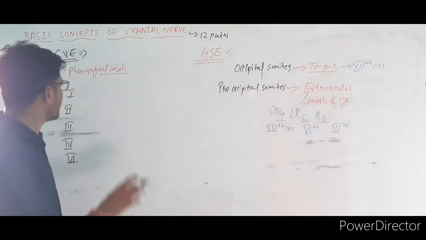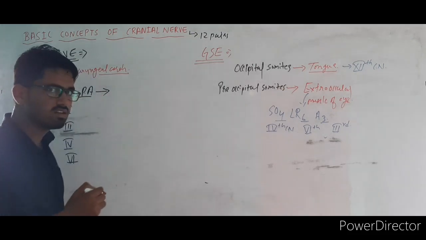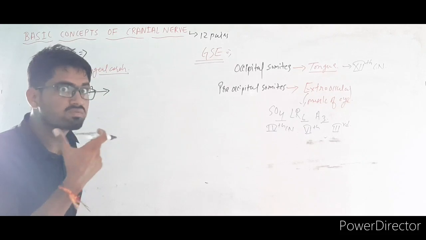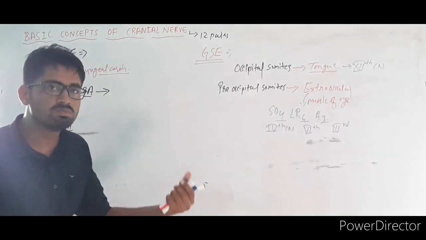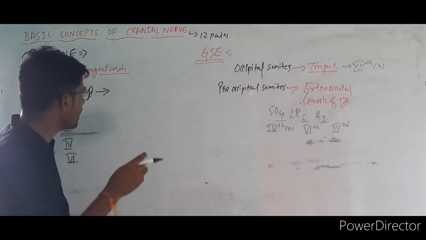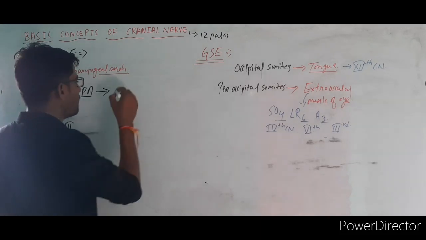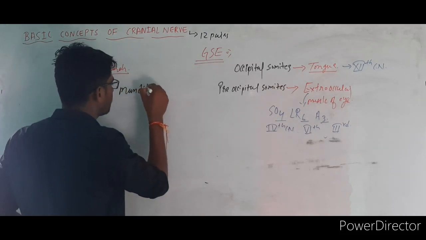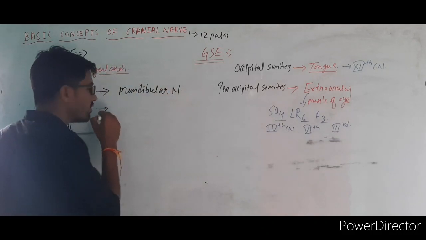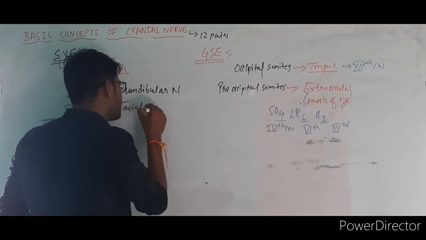Now, do you know in the first pharyngeal arch, which nerve will arise? We all know the mandibular nerve, which supplies the muscles of mastication. Why? Because those muscles of mastication are also from the first pharyngeal arch, right? So now see here, first pharyngeal arch, which nerve is there? Mandibular nerve. In the second pharyngeal arch, which nerve is there? Facial nerve. Very good. Yes, facial nerve.